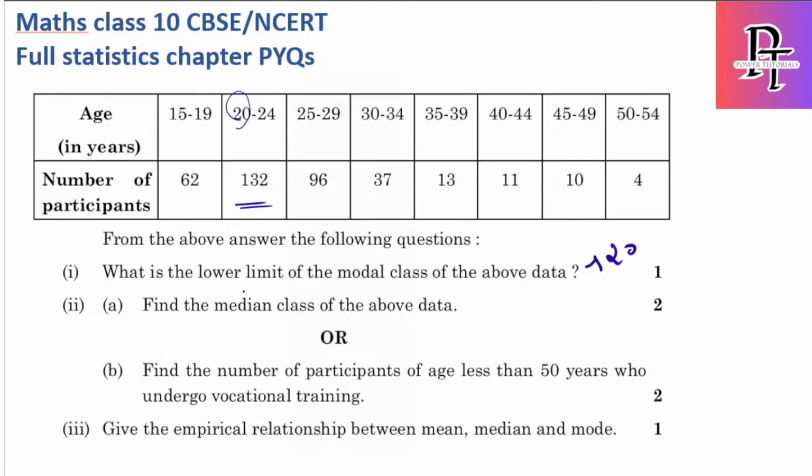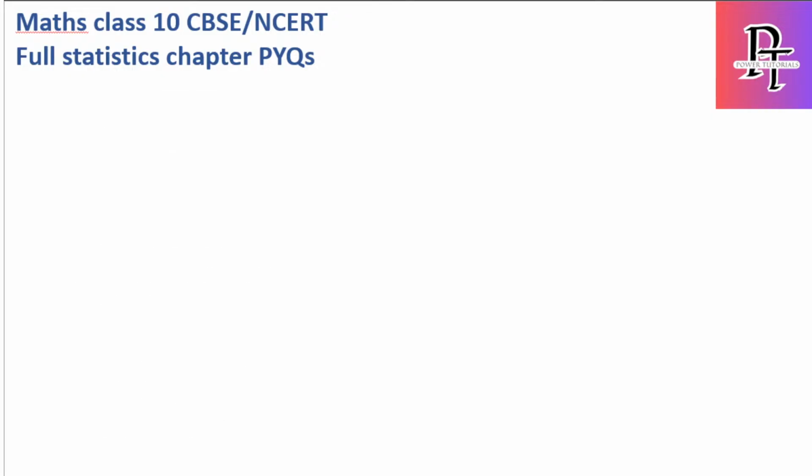Okay, so then find the median. Let's solve the median now. We need to write the whole table again, there is no other option. Fine, we'll do it. 15 to 19 and then 20 to 24.